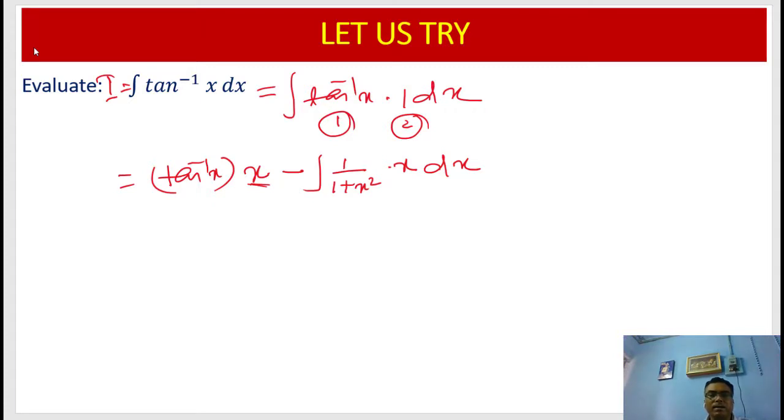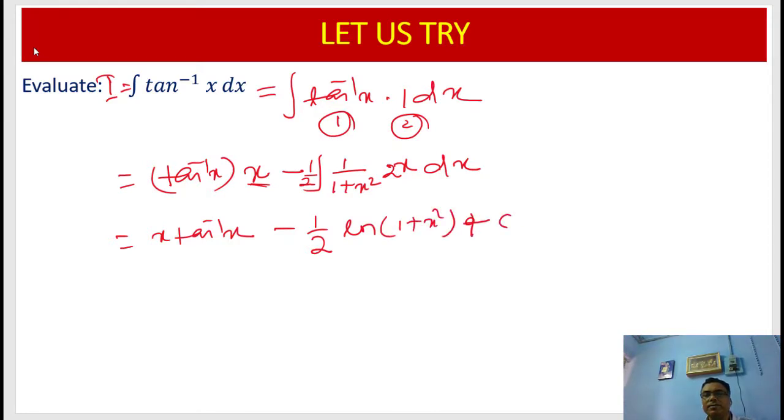Derivative of 1 is 0. Derivative of x square is 2x. So if I can bring a 2x in the numerator, then the derivative of the denominator will come to the numerator and I will write the answer as log of denominator. So I will have to do an adjustment: 2x, here 1 by 2. So I got x tan inverse x minus 1 by 2 log of 1 plus x square, plus c.